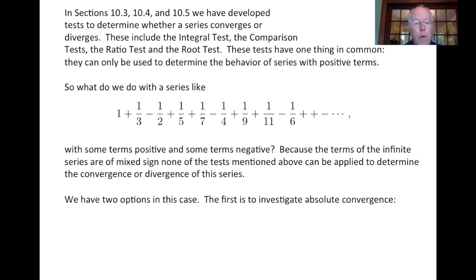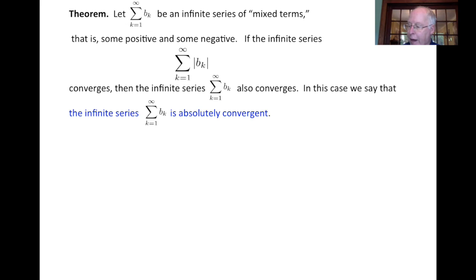Now, we have two options in a case like this, and the first, in fact, one we almost always do, is to investigate absolute convergence. And what this means is this. We simply look at the series of absolute values of the terms. So let's let summation bk be an infinite series of mixed terms. By mixed, I mean some positive, some negative.